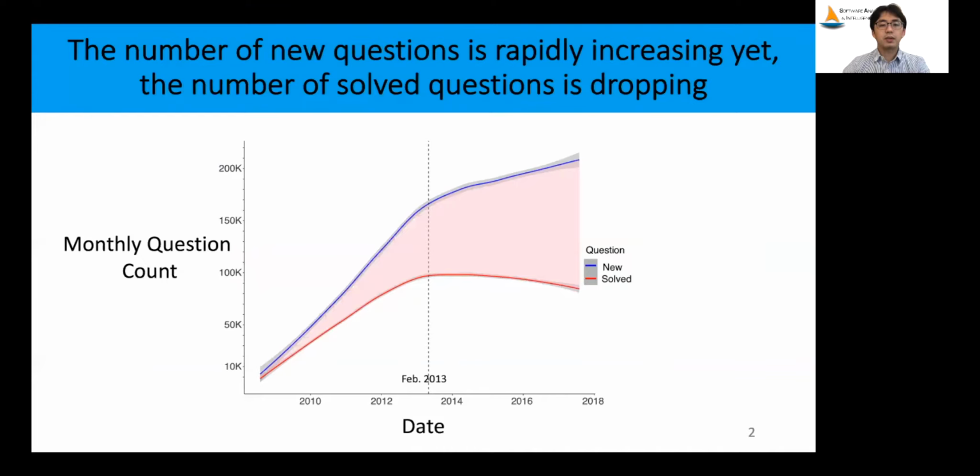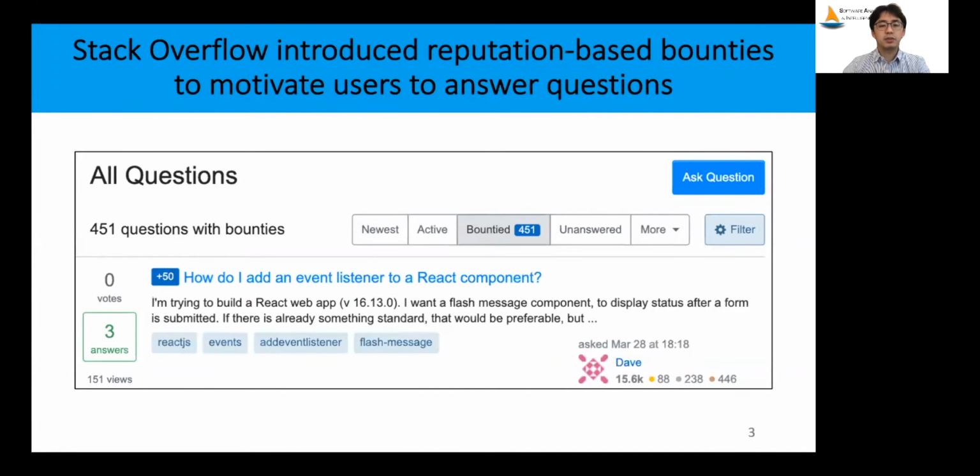Due to the power of crowdsourcing, Stack Overflow has become an essential tool for developers. From this figure, we can find the number of new questions is rapidly increasing. However, the number of solved questions is dropping. It is becoming difficult to get an answer to all questions. In an attempt to improve the visibility and bring attention to unsolved questions, Stack Overflow introduced a reputation-based bounty mechanism to motivate users to solve questions.